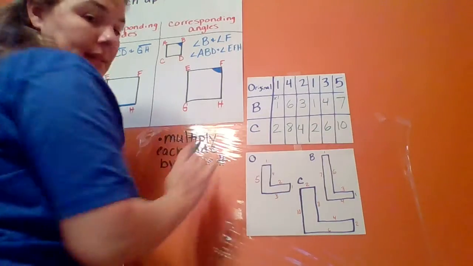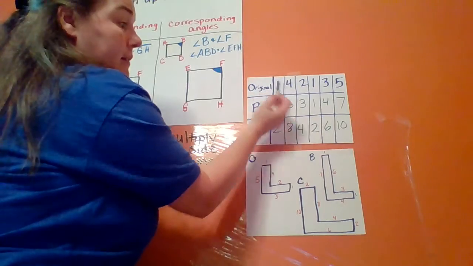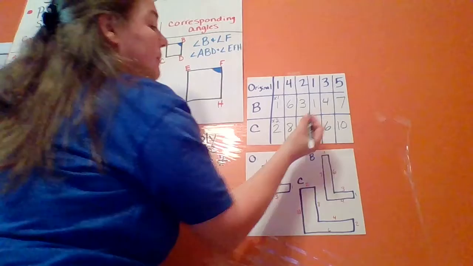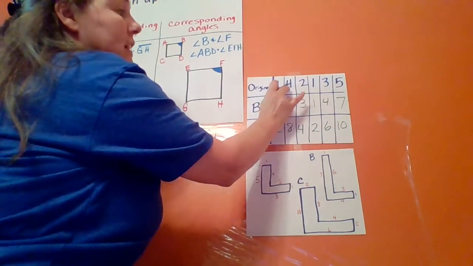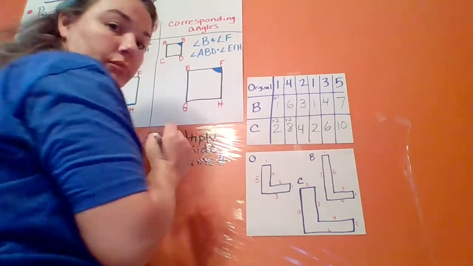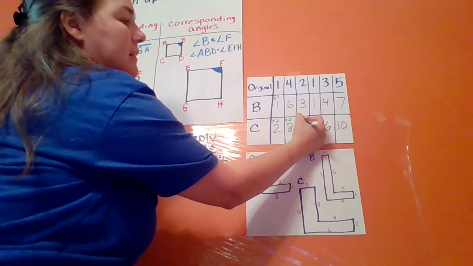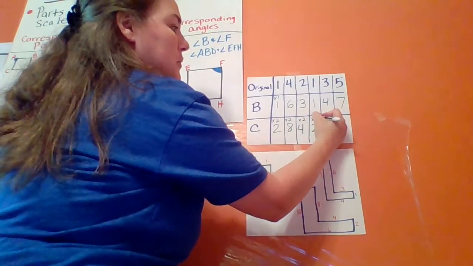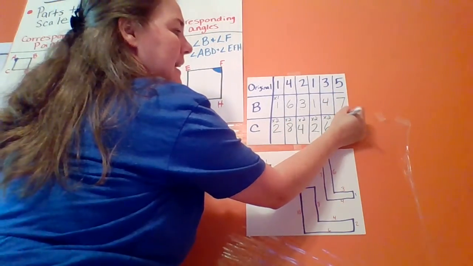So now let's look at these. All right, let's see. How do we get from the original length of 1 to 2? Times 2. All right, so that's doubling. Okay, so now let's check it out for all of our other corresponding sides. 4 times what is 8? Times 2, right? 2 times what is 4? 2, right? Okay, 1 times 2, 3 times 2 is 6, 5 times 2 is 10.